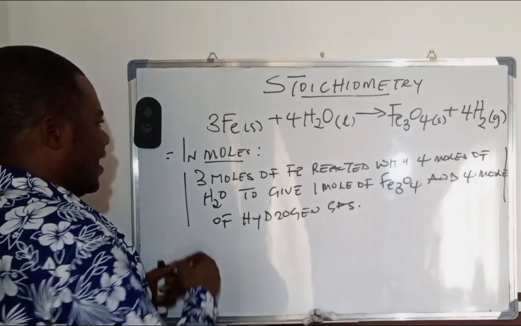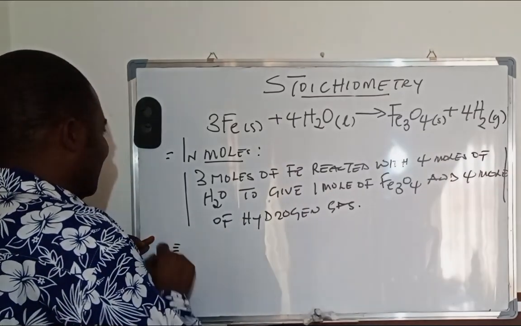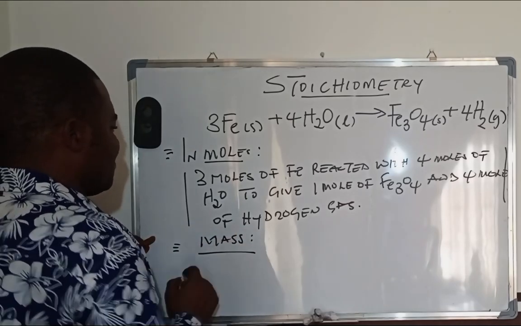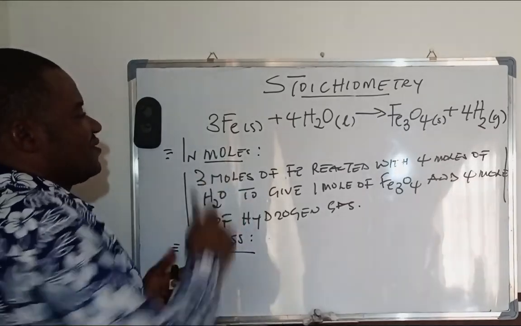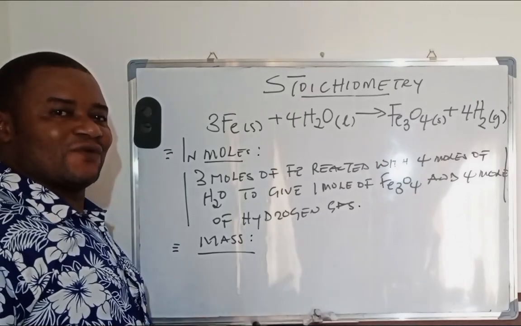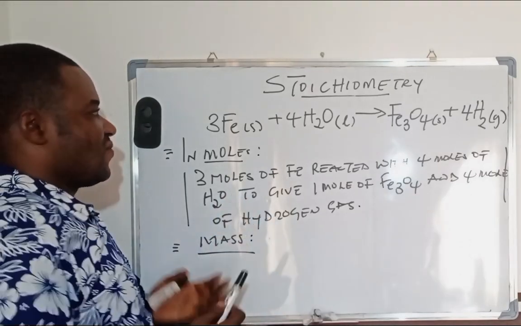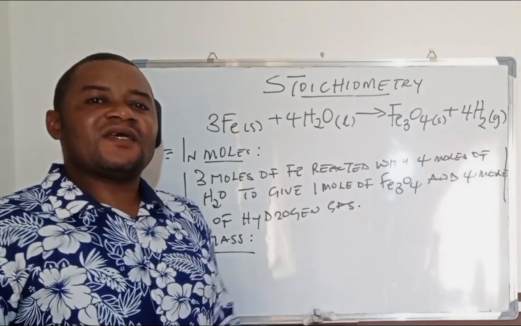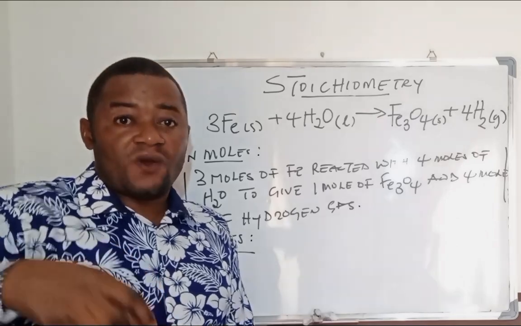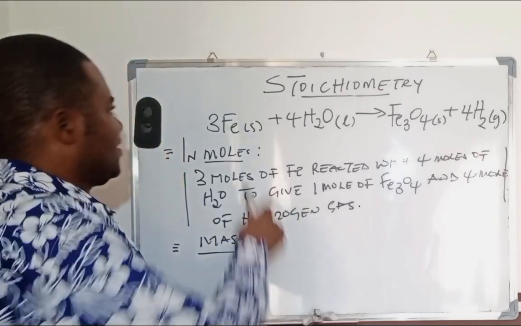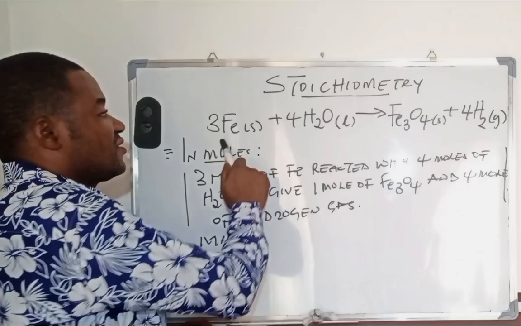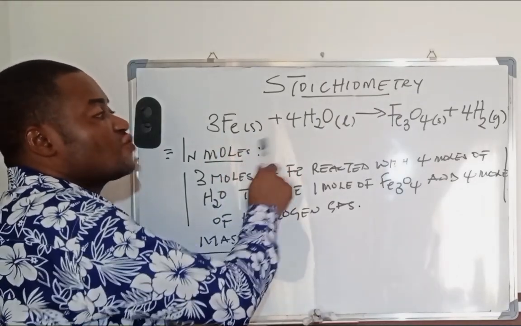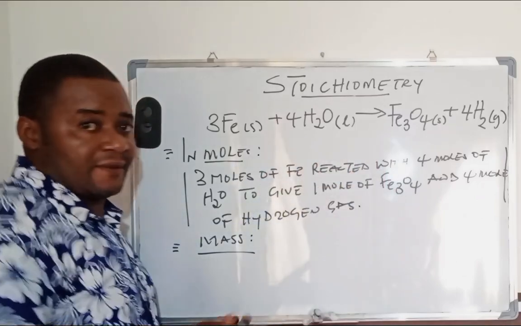Okay, now what if we are looking at this in terms of mass? We have looked at the stoichiometry in terms of moles. What if we are looking at it in terms of mass, which is the ideal? Now, in terms of mass, we want to know how much quantity in grams, because this does not tell us anything about grams, it's just the moles. But in grams, how much quantity of iron was actually reacted to give us iron 3 oxide?